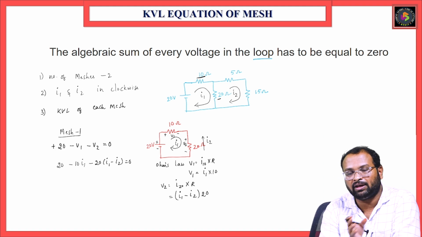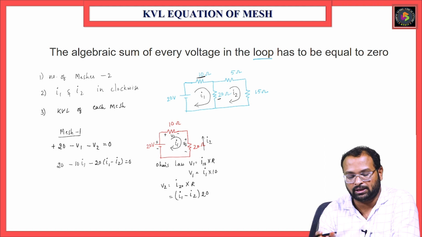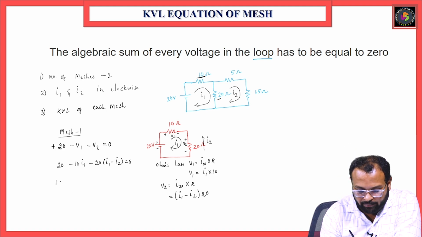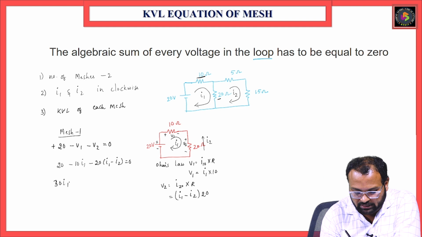So finally, all the variables we keep on one side and the constant on the other side. The equation will become 30 I1, here minus 10 I1 minus 20 I1, I bring to this side. So 30 I1 minus 20 I2 is equal to 20.